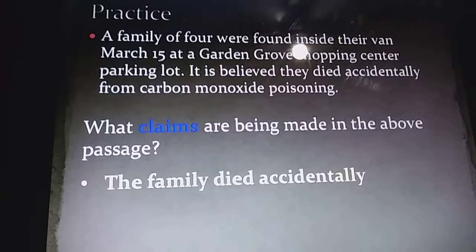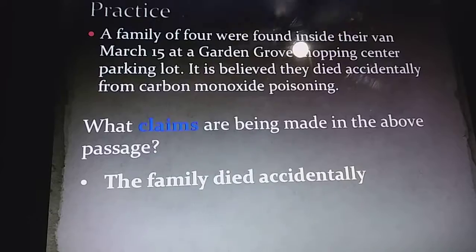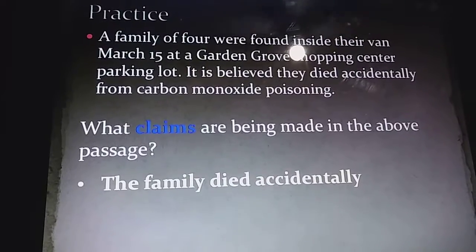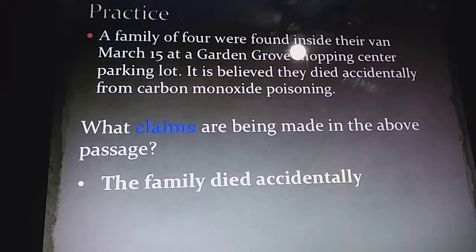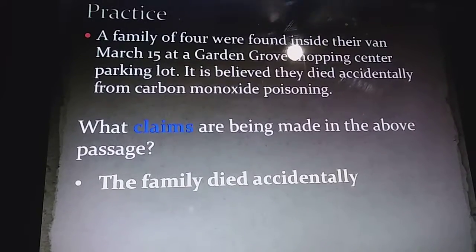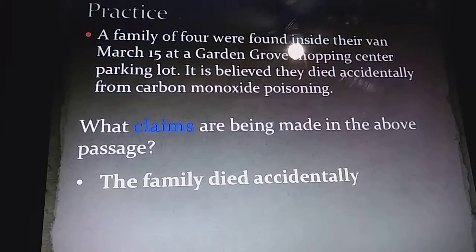Okay, so a family of 4 were found inside their van, March 15th, at Garden Grove Shopping Center parking lot. It is believed they died accidentally from carbon monoxide poisoning. This is a passage. So what you're trying to do is find what are the claims that are being made. What are the opinions, what are the points, and so forth.